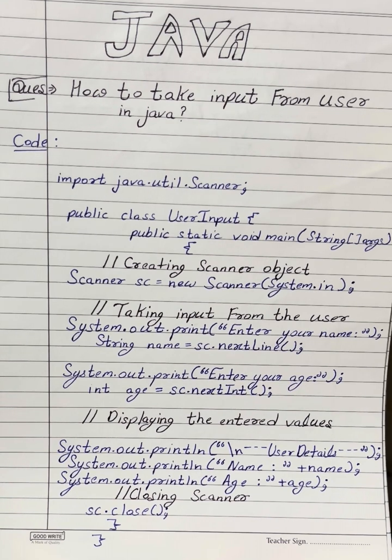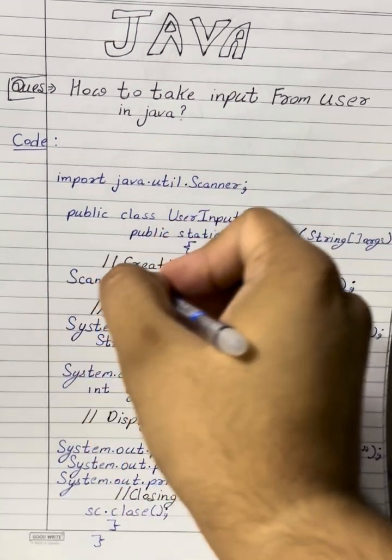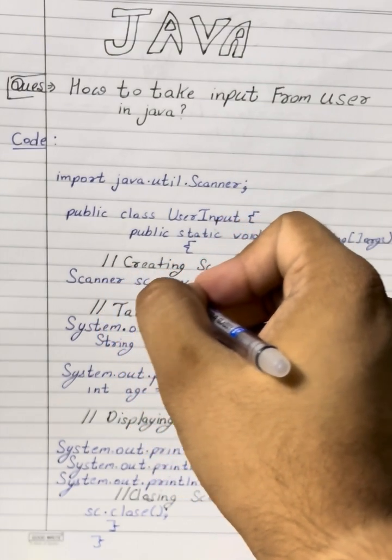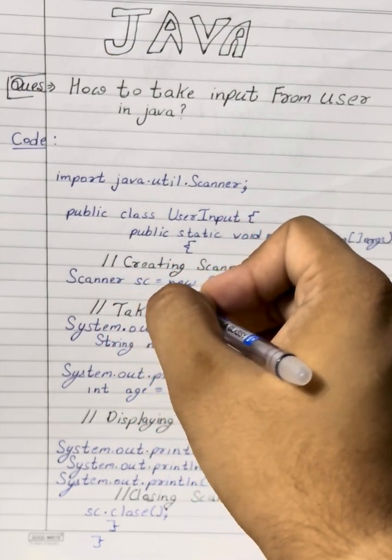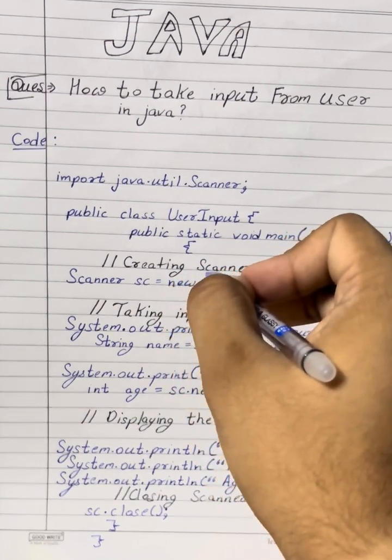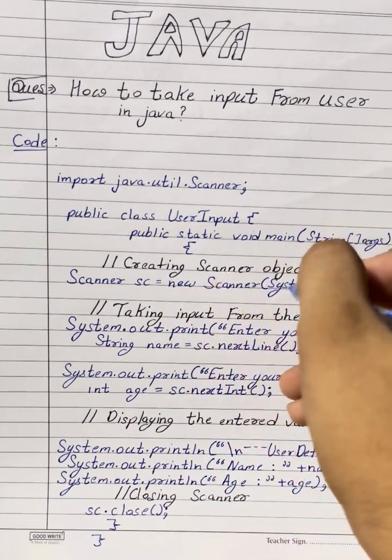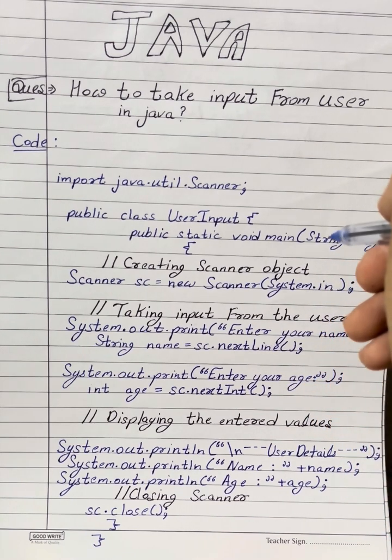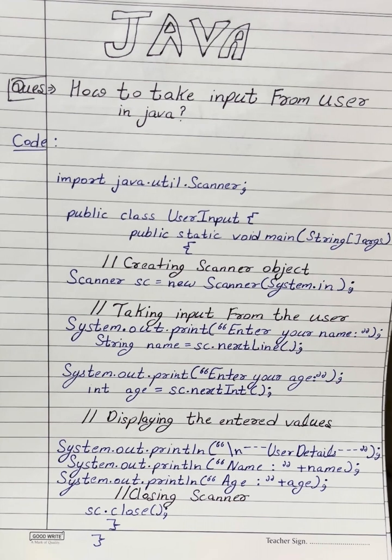So after that, we will create the Scanner object by writing this code. In this, Scanner specifies the class. sc is the object that will be used to read input. new is the keyword that allocates memory and creates the object. And System.in connects the object to the keyboard, which allows it to receive user input. And we can see that without creating this object, the program cannot read the data from user.